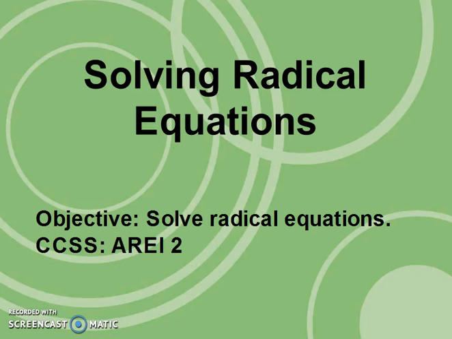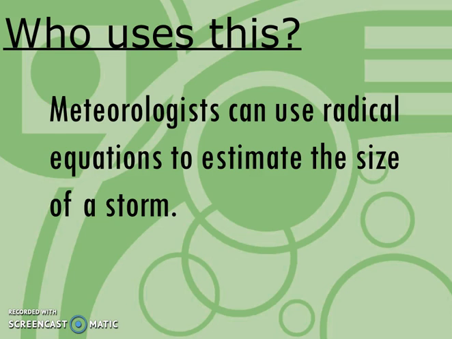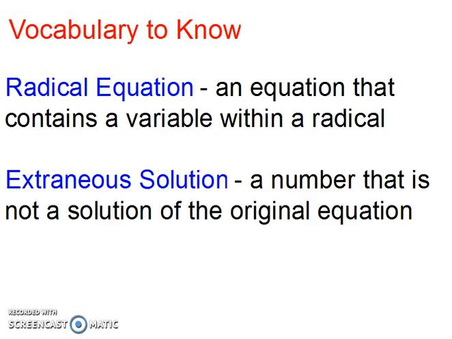Solving radical equations. Our objective is to solve radical equations. Who uses this? Meteorologists can use radical equations to estimate the size of a storm. Let's look at a couple vocabulary words. A radical equation is an equation that contains a variable within a radical. And an extraneous solution is a number that is not a solution of the original equation.